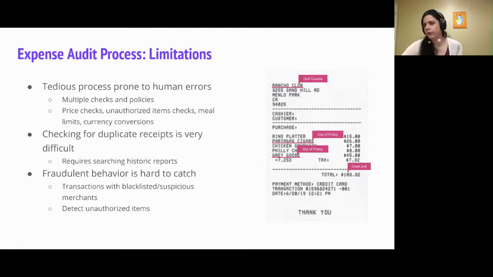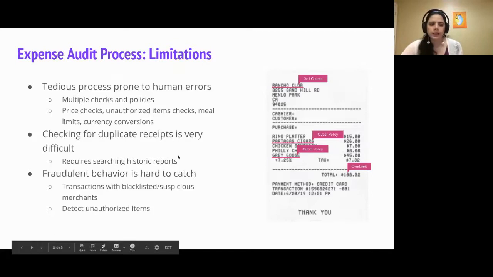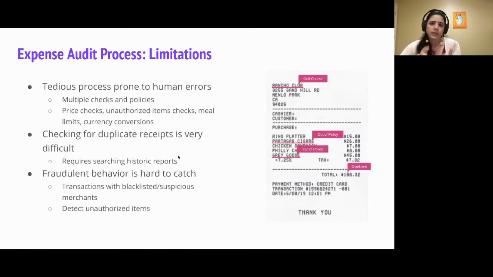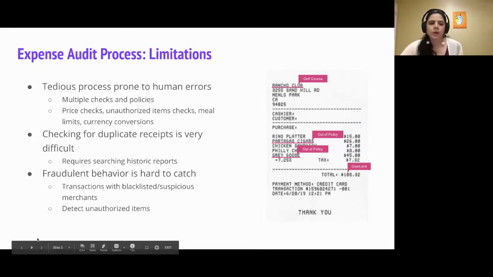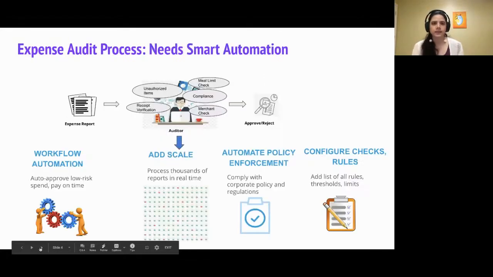we don't allow receipts from golf courses because that can be a personal item. And then here, it's very hard for the auditor to understand that, okay, this is indeed a golf course. You may have to look it up and figure it out. And so that's extra work for the auditor. So there are certain limitations that can be reached by this process.